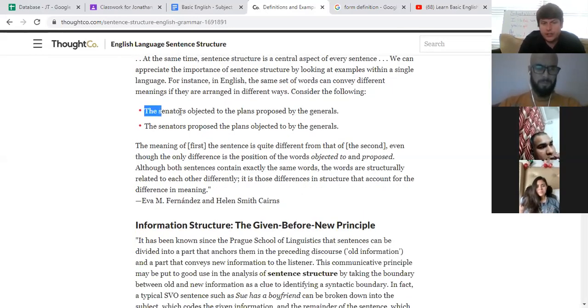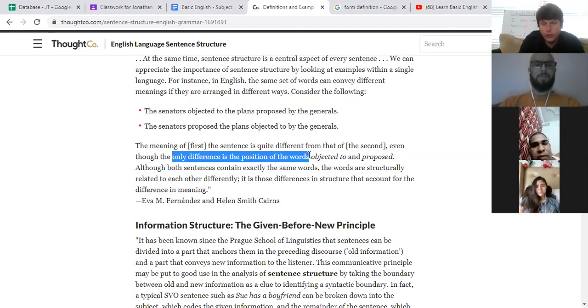The senators objected to the plans proposed by the generals. The senators proposed the plans objected to by the generals. The meaning of the first sentence is quite different from that of the second sentence, even though the only difference is the position of the words objected to and proposed. So look, the only difference is objected to and proposed. That's the only change in the sentence.